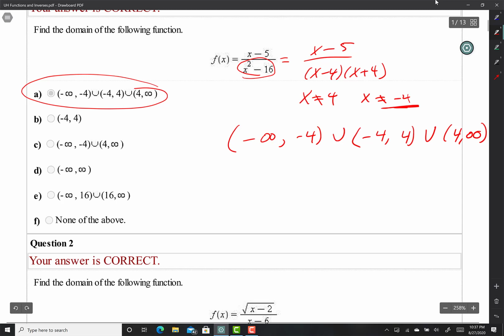Notice that they're all parentheses. Infinity is a behavior, guys. You can never reach it. And there it is, guys. This is called interval notation.